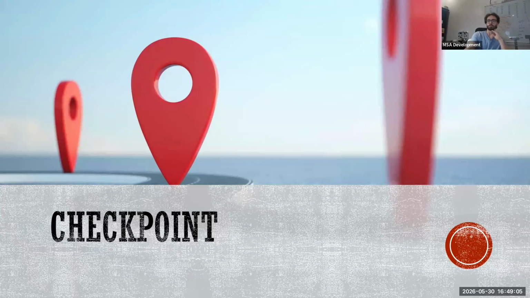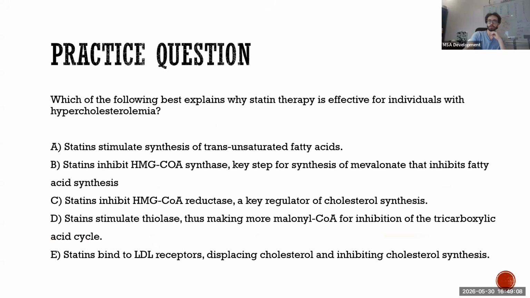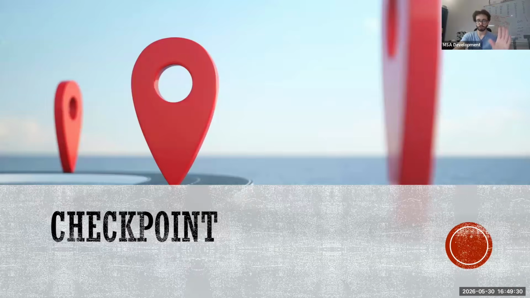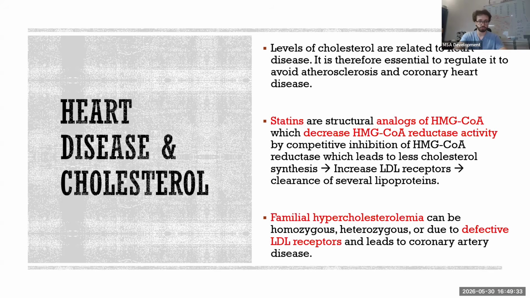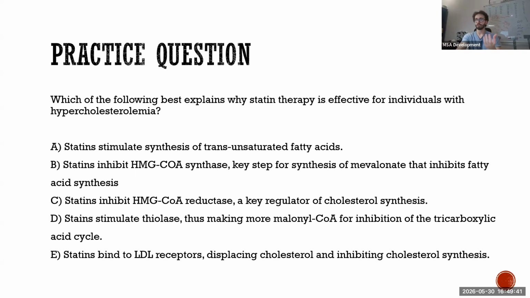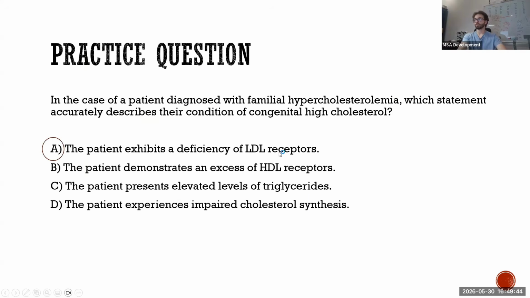Checkpoint. This lecture is over. We're going to move on to the questions. So we want to explain why statin therapy is effective for people with a lot of cholesterol. The reason is that they inhibit HMG-CoA reductase. This question is asking which statement best describes the condition of congenital high cholesterol. We said it. Why does familial hypercholesterolemia happen in the first place? I'm going to go back actually because I want you guys to see it for yourselves. Due to defective LDL receptors. We can't take the cholesterol into the cells, so the cholesterol will build up where? The blood. It exhibits a deficiency of LDL receptors.